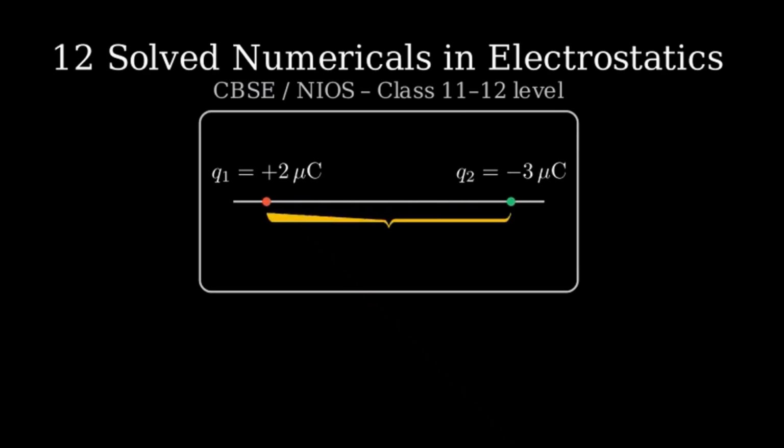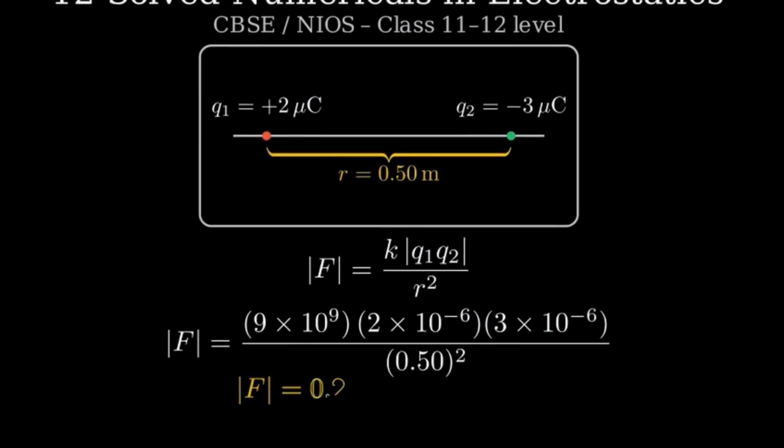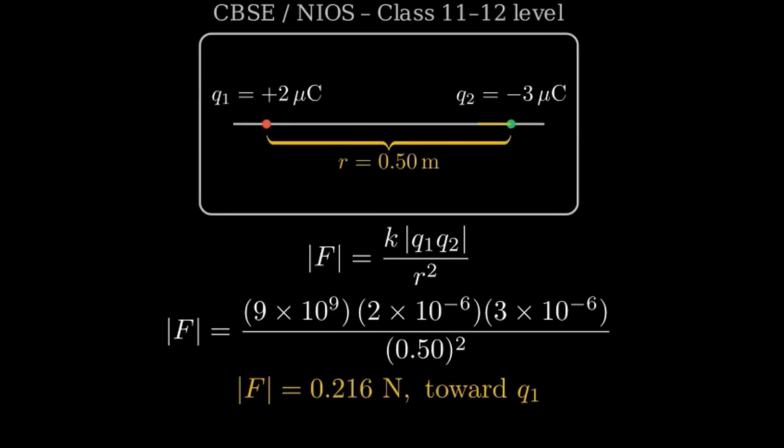We use Coulomb's law for magnitude, F equals K times the absolute value of Q1 Q2 divided by R squared. Substitute K equals 9 times 10 to the 9, Q1 equals 2 microcoulomb, Q2 equals 3 microcoulomb, R equals 0.5. The result is 0.216 Newton, and since the charges are opposite, the force on Q2 is toward Q1.